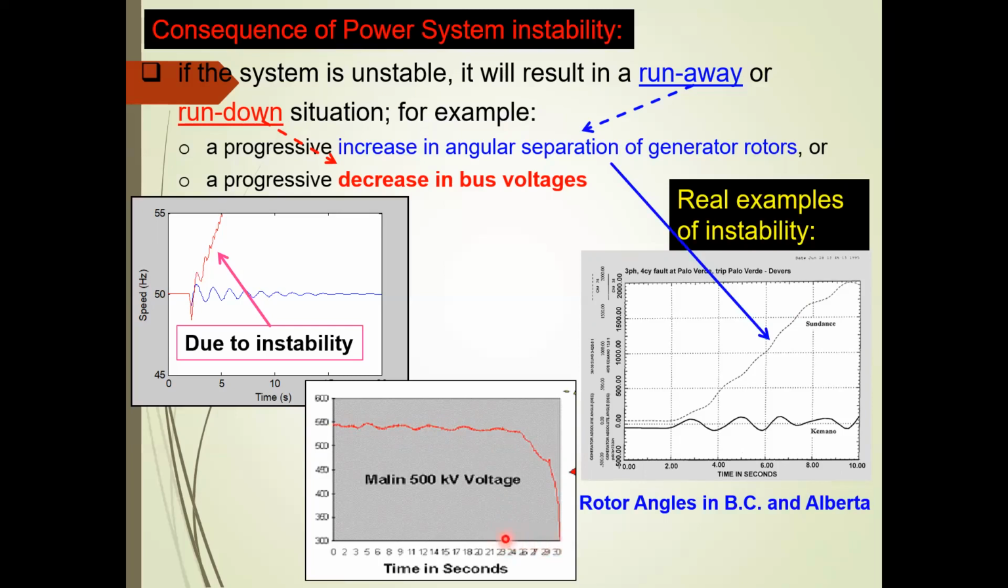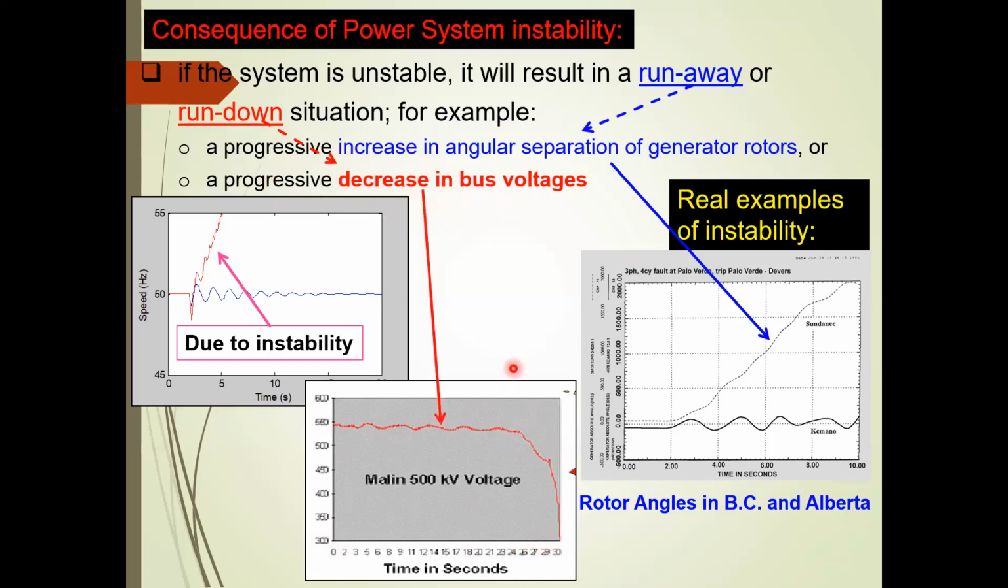within 7 seconds, what you find is that the bus voltage drops suddenly. There is a sudden drop in the bus voltage from 550 kV to 300 kV here. So within 7 seconds, the bus voltage drops. So this is actually a progressive drop in the bus voltage here.